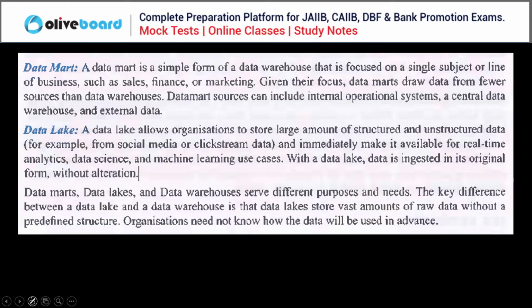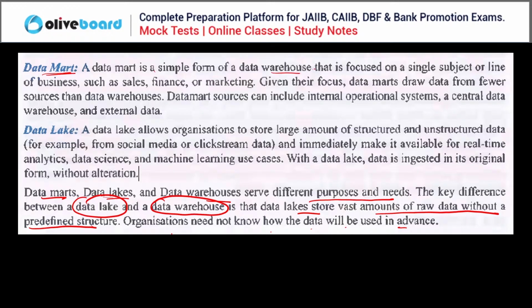You just read out this last definition. Data mart, data lake, and data warehouse serve different purposes and needs. The key difference between a data lake and a data warehouse is that a data lake stores a vast amount of raw data without a predefined structure. In a warehouse, the organization needs to know how the data will be used in advance. Then there is a data mart. A data mart is simply a form of data warehouse that is focused on a single subject or single line of business like sales, finance and marketing, whereas a data lake allows storing large amounts of structured and unstructured data.